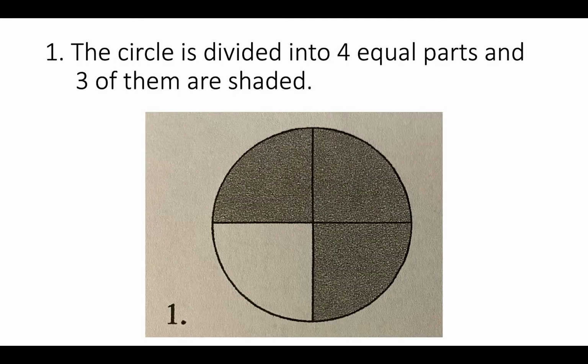This diagram is an example of an area model. A shape is divided into equal parts, and certain parts are shaded to indicate a fraction. Here the circle is divided into 4 equal parts, and 3 of them are shaded, so this represents 3/4.